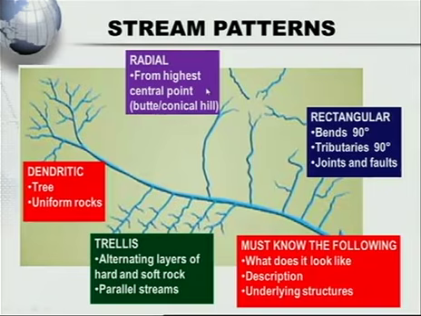The radial one, that's the easiest one of the lot. That is when you've got a butte, a conical hill, or a little mountain, and then what happens is that all these streams just flow away from the central point, from the central highest point, causing the radial stream pattern.